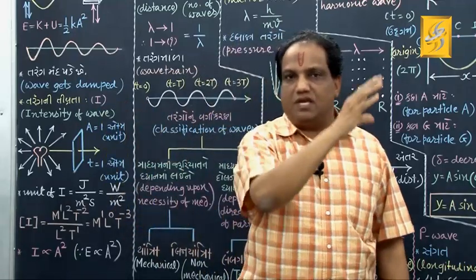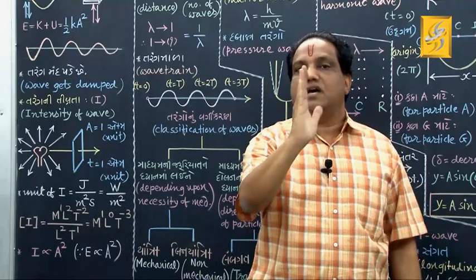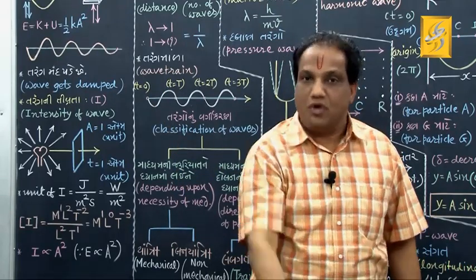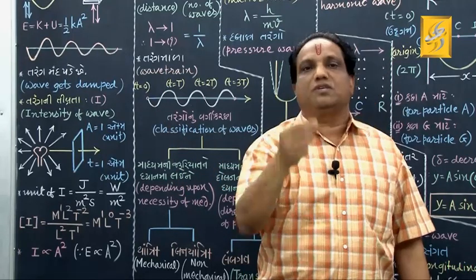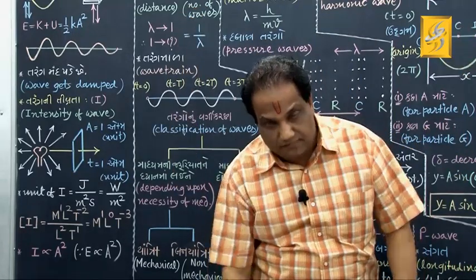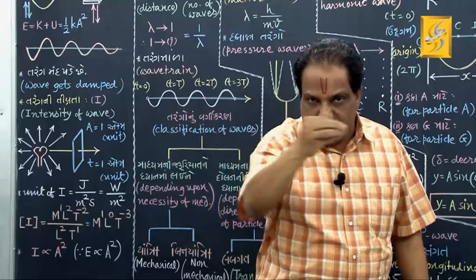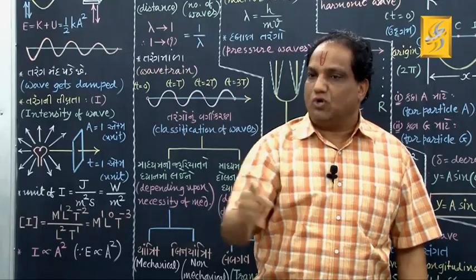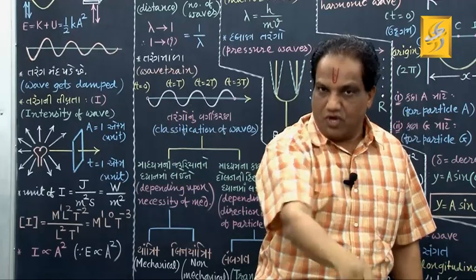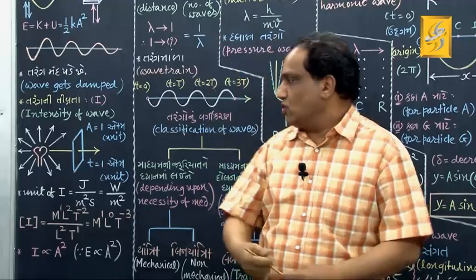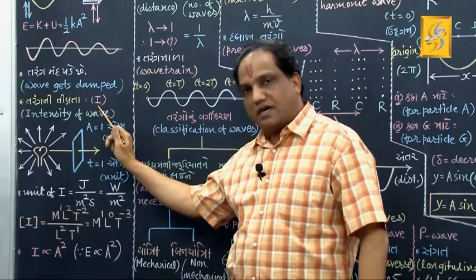Amount of energy passing through unit area chosen perpendicular to direction of propagation of wave in unit time is called intensity of wave, shown by symbol I, correct?